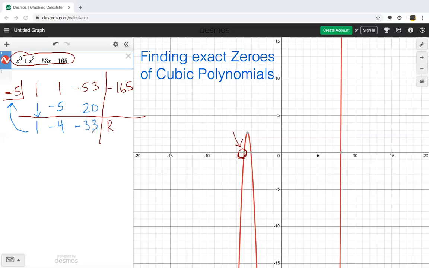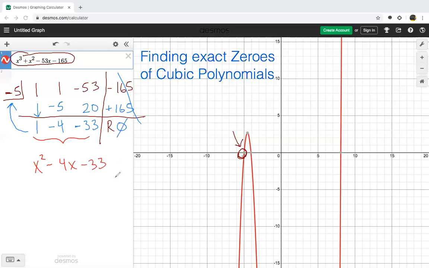When I'm underneath the answer line, I multiply back. -33 times -5 is +165. These are opposite numbers, so I do indeed get a remainder of 0, which is what I wanted. So the usefulness of this is now we're no longer working with a cubic polynomial. We're down to a quadratic. These here are the coefficients. So we literally have 1x squared minus 4x minus 33.